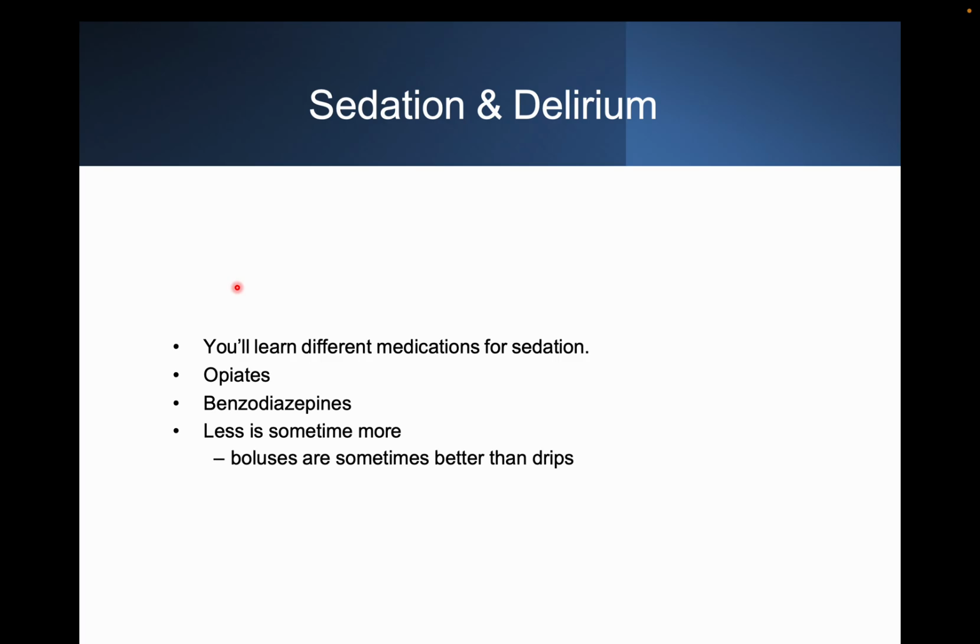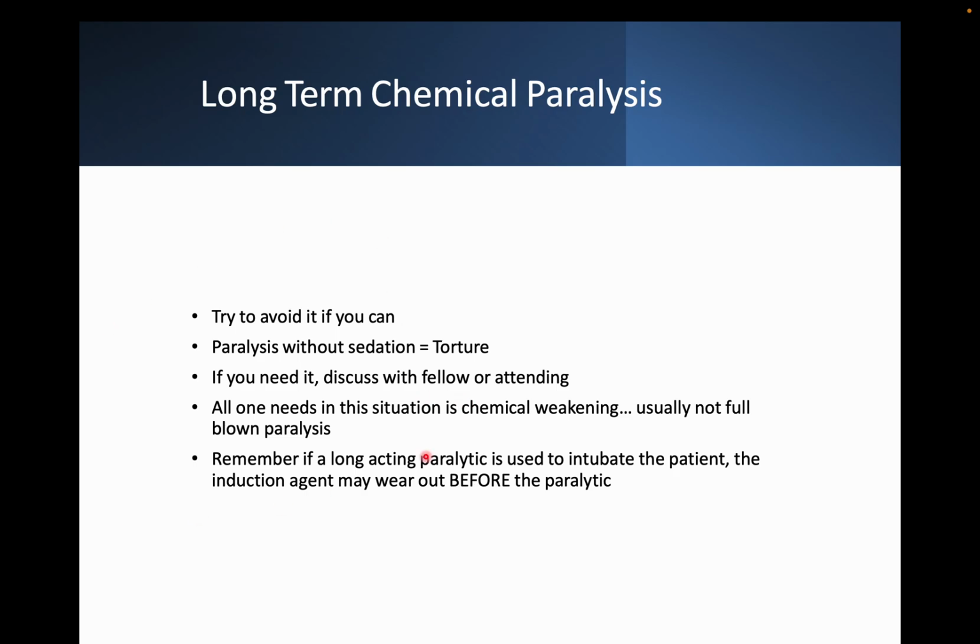Always try boluses first, then go for a drip. Boluses are sometimes preferred over drips. Generally, paralysis without sedation is torture. Always sedate first, then go for neuromuscular blockade.